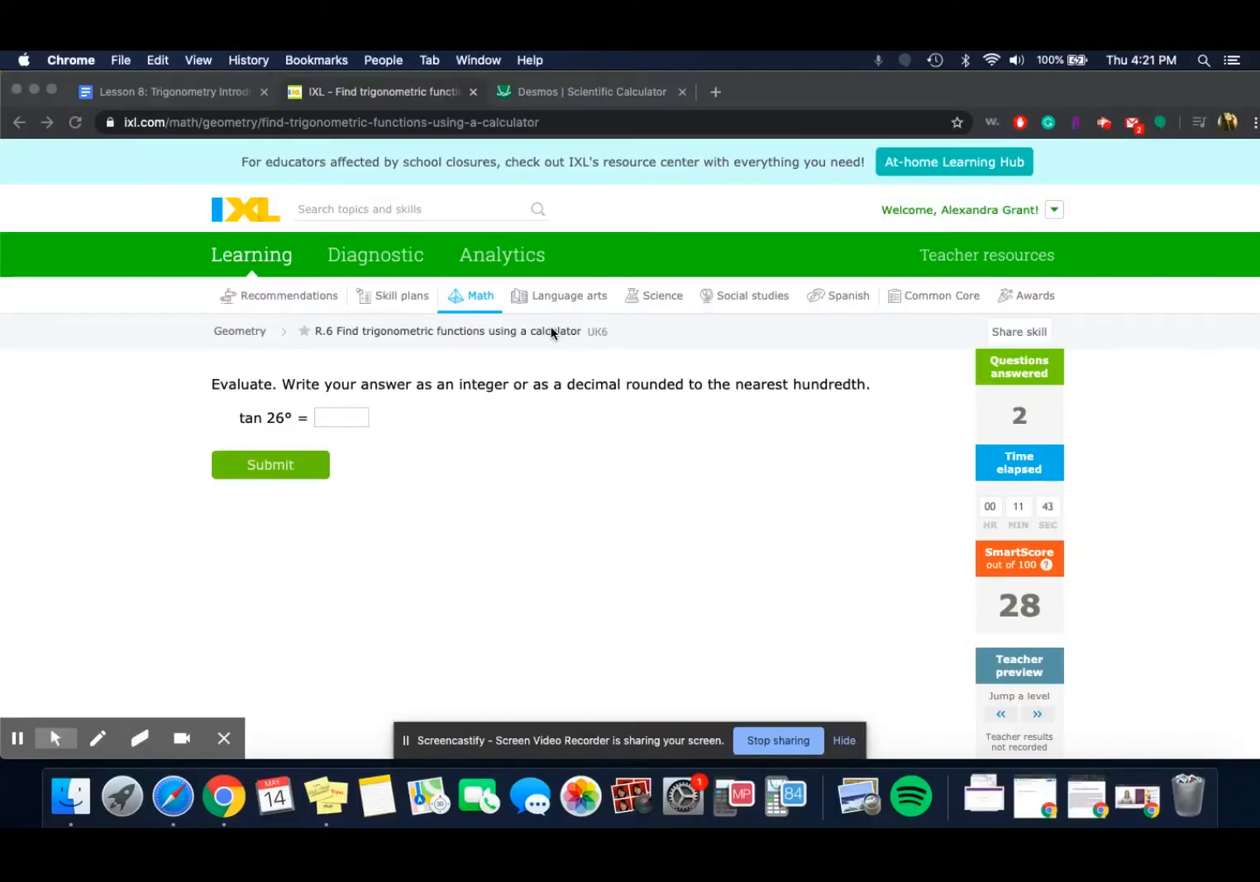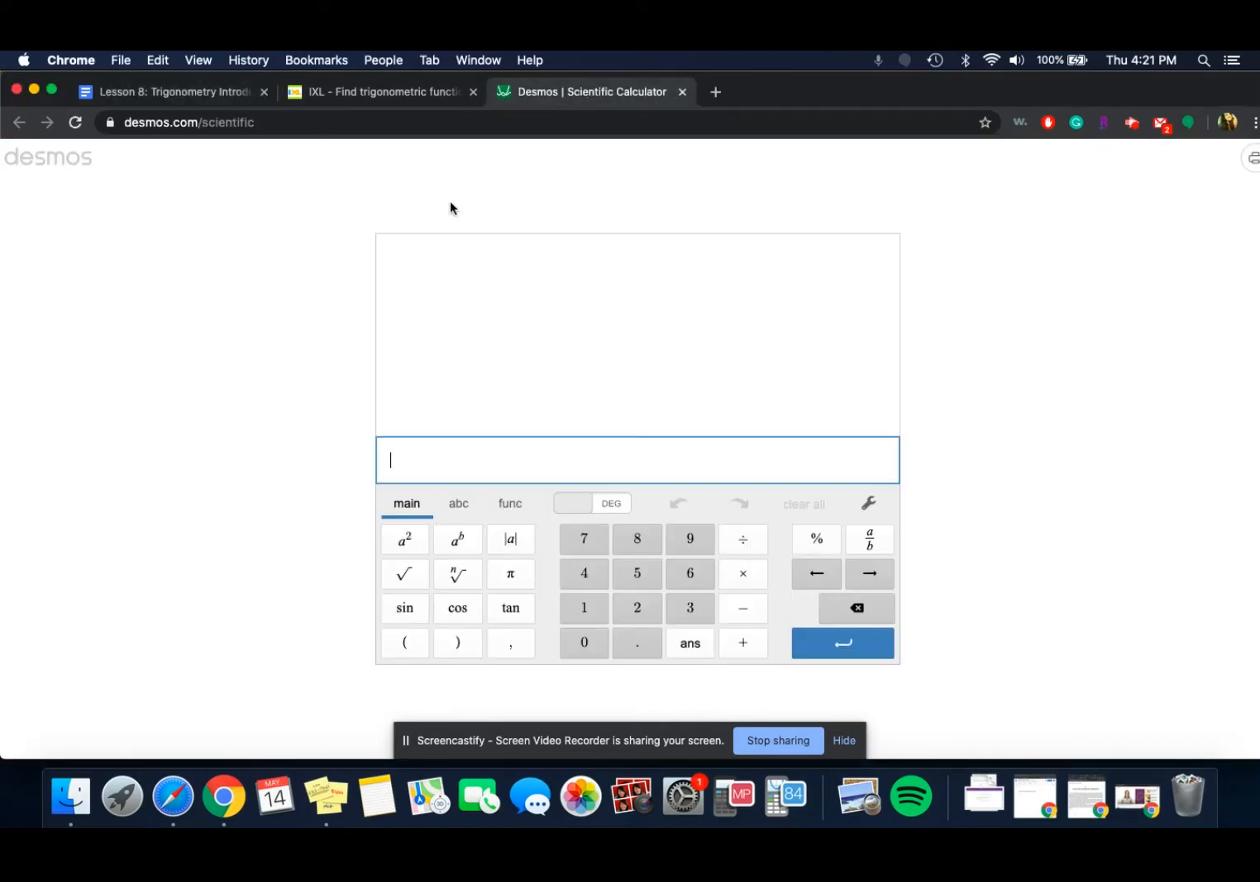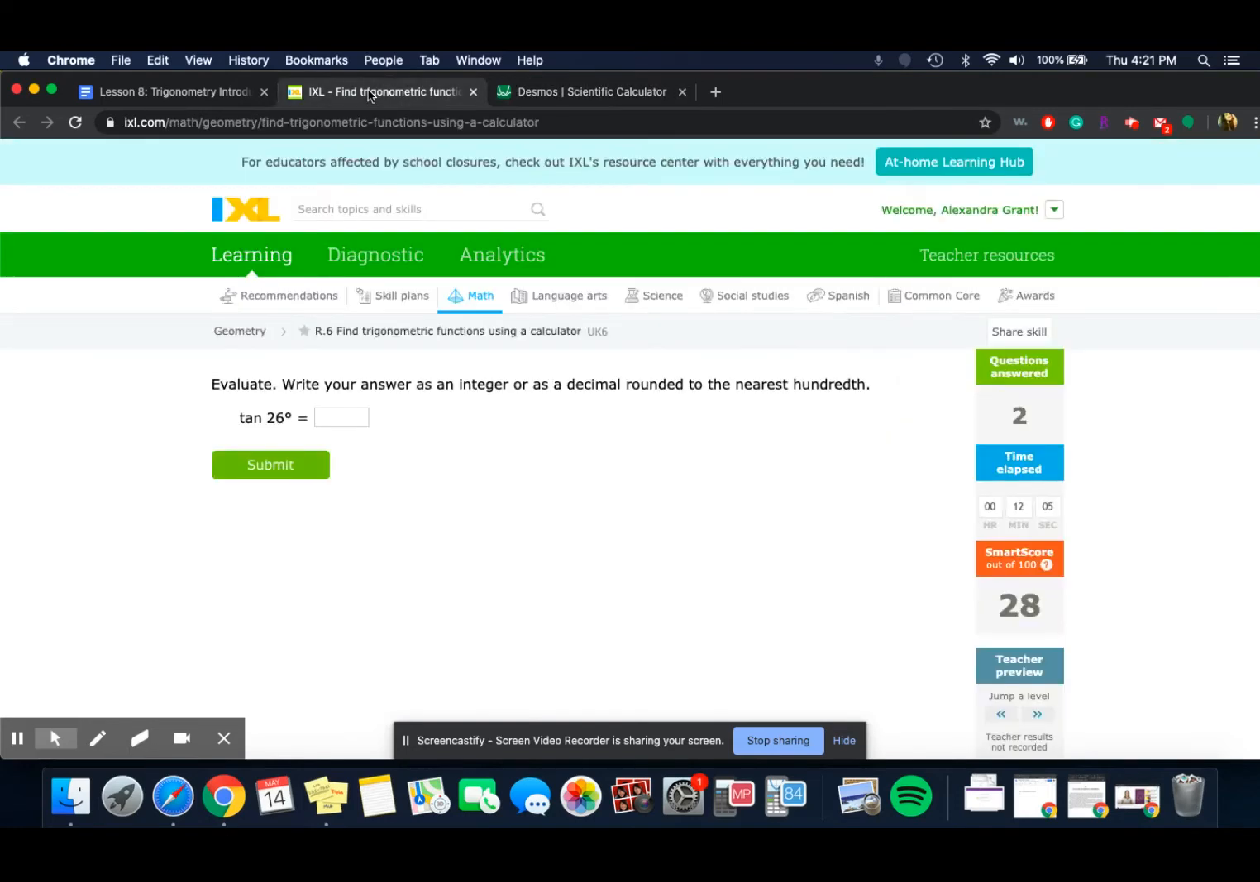Now, the other part of IXL is evaluating trig functions on a calculator. I know some of you did not bring your calculators home, so I was able to find a free Desmos scientific calculator online. If you have your own calculator, just make sure that it is in degree mode, DEG, because if you notice on IXL, the trig functions we're evaluating are not a ratio. This time there's angle measures inside.